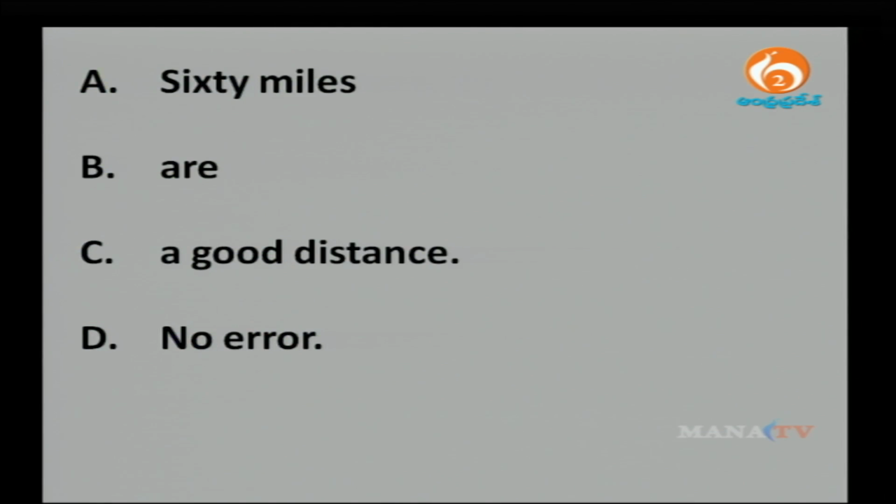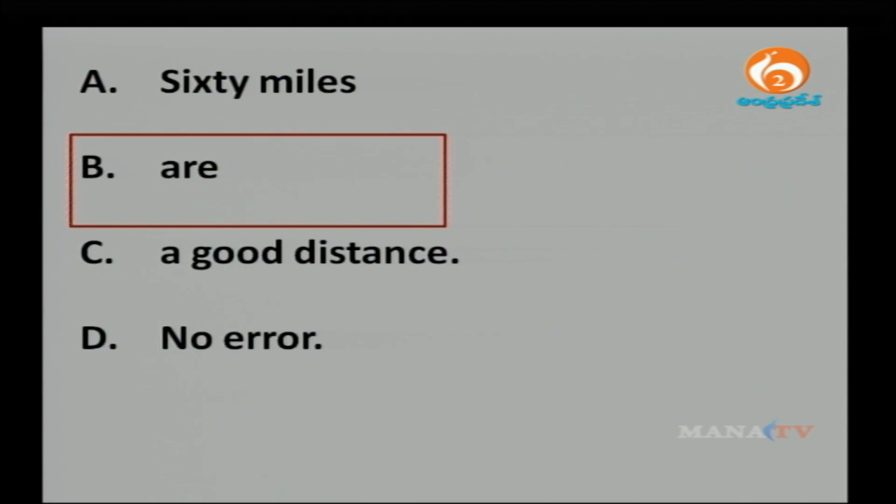Next, 60 miles are a good distance. Again, the rule of subject-verb agreement comes into the picture. It should be 60 miles is a good distance. The subject here is a good distance, so this is still singular. So this should be "is". 60 miles is a good distance.